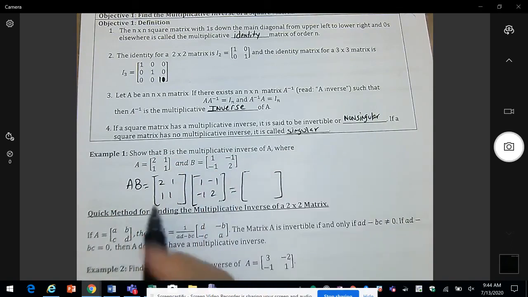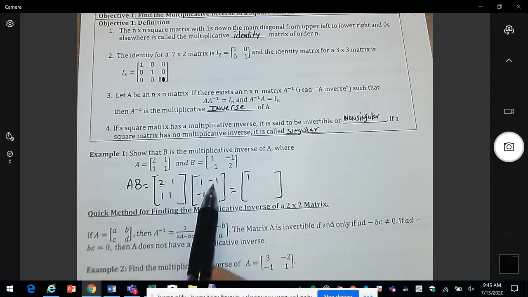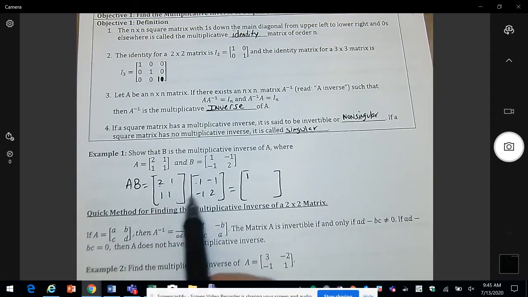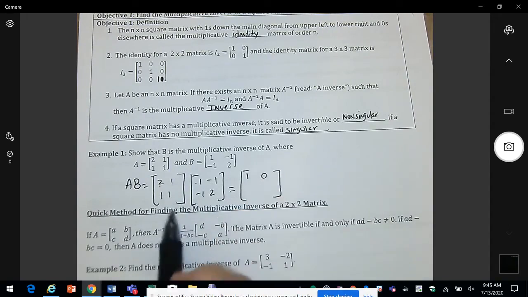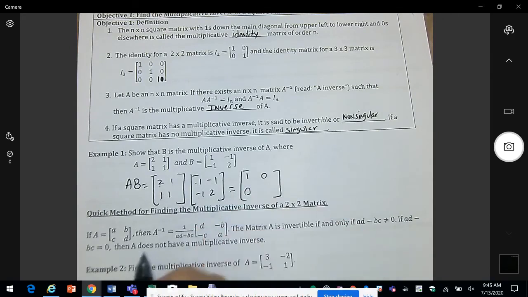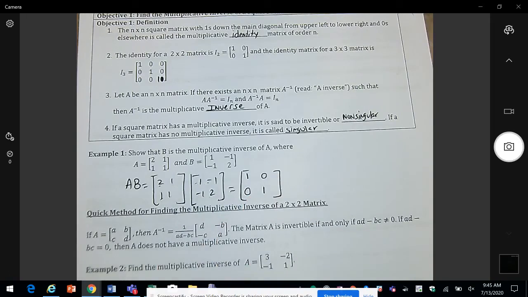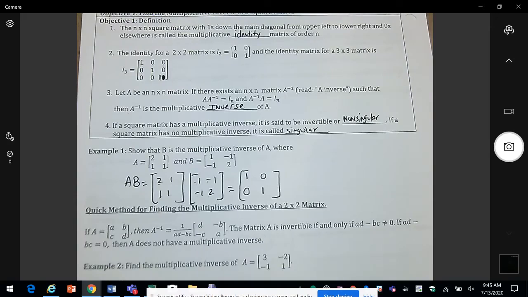If we multiply this, we have 2 times 1 is 2, 1 times negative 1 is negative 1. If I add those, 2 plus negative 1 is 1. 2 times negative 1 is negative 2, and 1 times 2 is positive 2, so that gives me a 0. 1 times 1 is 1, 1 times negative 1 is negative 1, so 1 plus negative 1 is 0. 1 times negative 1 is negative 1, 1 times 2 is positive 2, and so you can see here that we get the identity matrix.